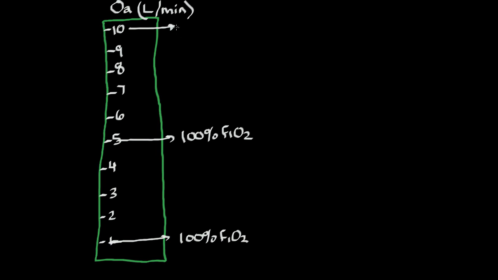If we set our flow meter to 10 liters per minute, we're still administering 100% FiO2. Sometimes 100% FiO2 is written as 1.0. So as long as the only gas we're administering is oxygen, the FiO2 is 100% regardless of the flow rate.